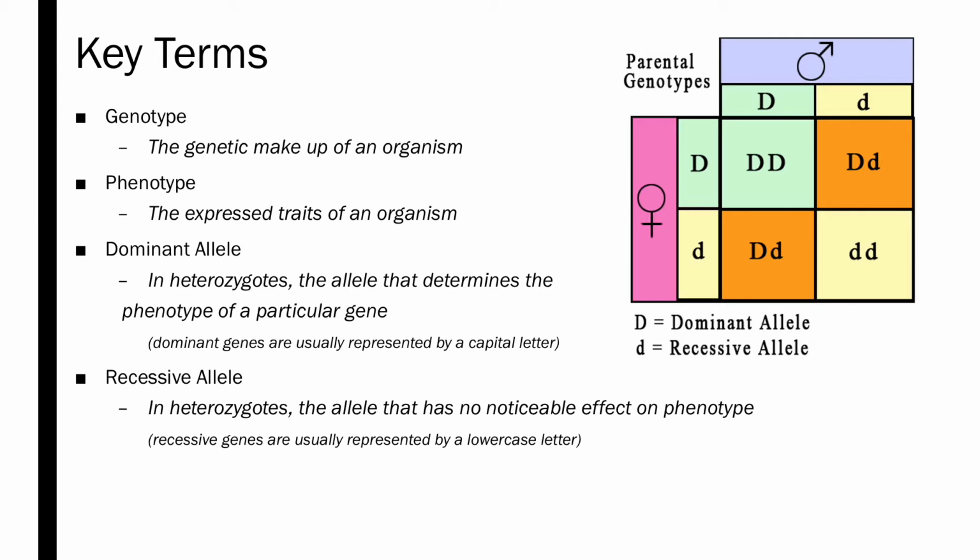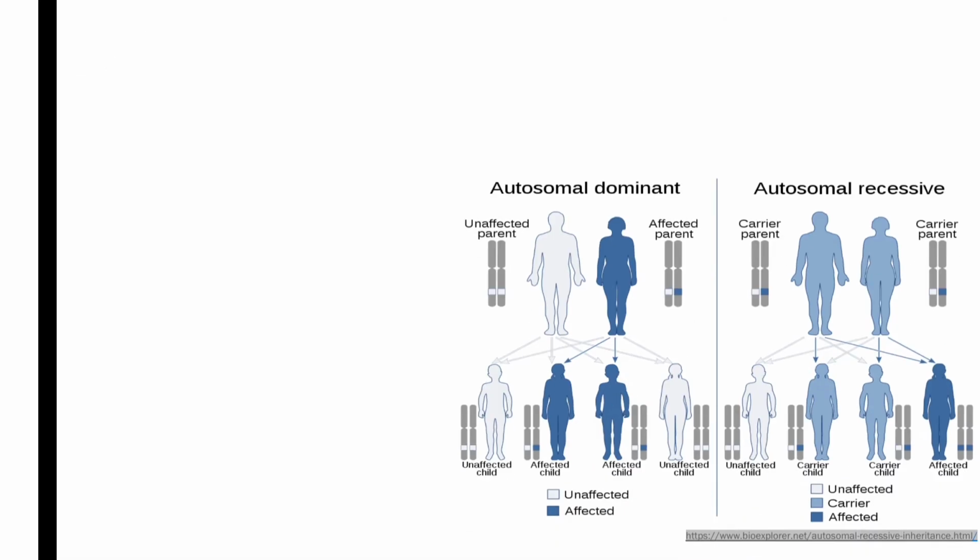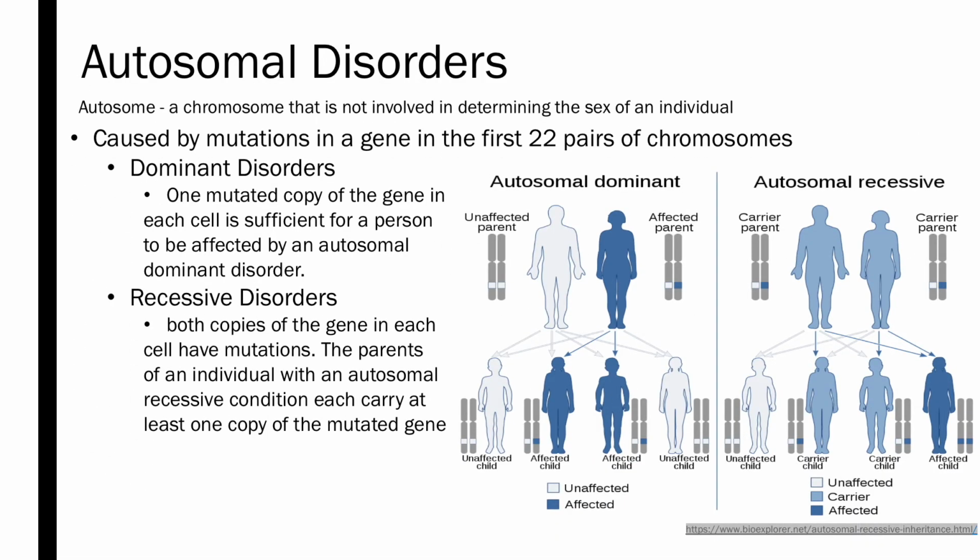Dominant allele, in heterozygotes, the allele that determines the phenotype of a particular gene. Dominant alleles are usually represented by a capital letter. Recessive allele, in heterozygotes, the allele that has no noticeable effect on phenotype. Recessive genes are usually represented by a lowercase letter. Autosomal disorders. Well, an autosome is a chromosome that is not involved in determining the sex of an individual. So an autosomal disorder would be caused by a mutation in a gene in the first 22 pairs of chromosomes.